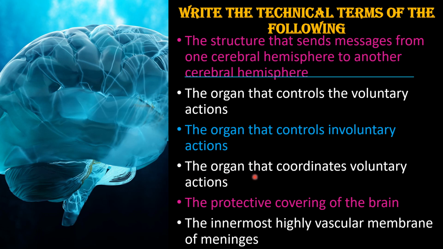The organ that coordinates voluntary actions. What is that? Cerebellum. The protective covering of the brain. Meninges. The innermost highly vascular membrane of meninges. Pia mater. You know that the middle layer of meninges is arachnoid, and the outer layer of meninges is dura mater.